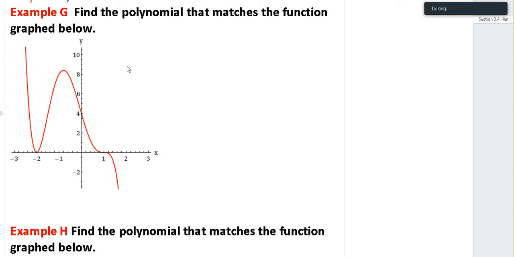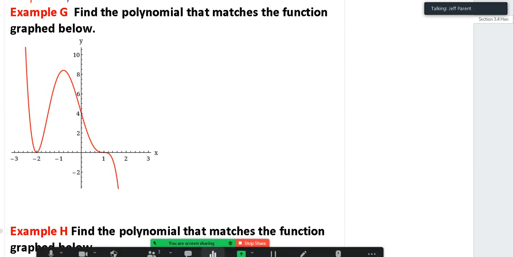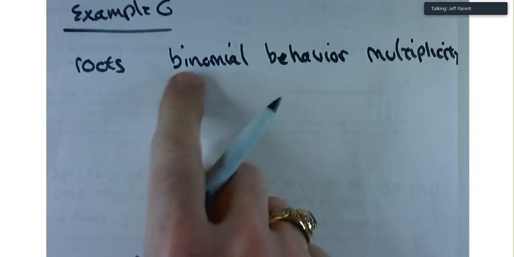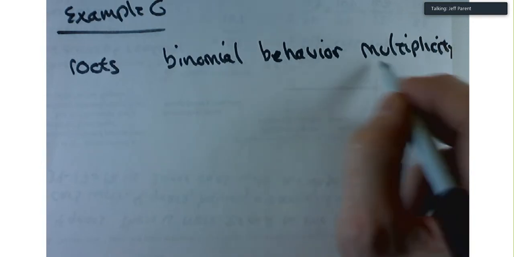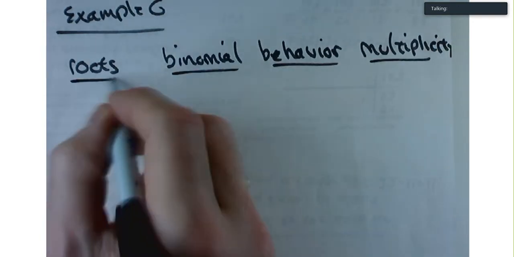Roots, binomial, behavior, and multiplicity. Yeah, ran out of room. So in case you're curious what I'm writing down, it's this. Roots, binomial, behavior, and multiplicity.